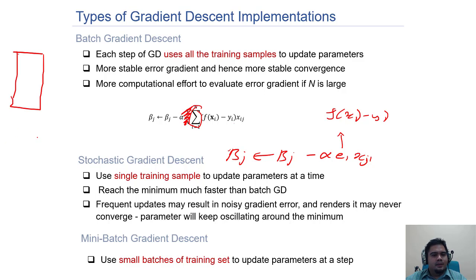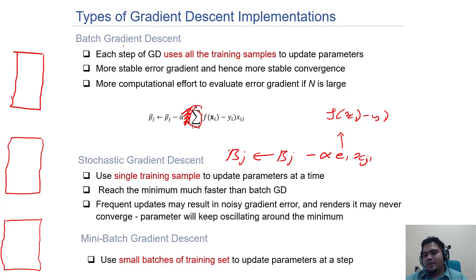Imagine this is a 1000 data set. Assume that this is the same data set. I just draw it in three forms, so then I can show you how batch looks like, how stochastic looks like, how mini batch gradient descent looks like.